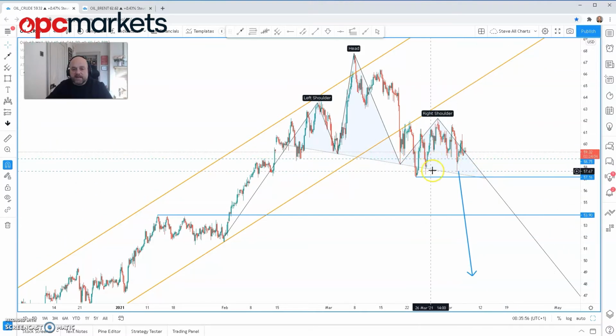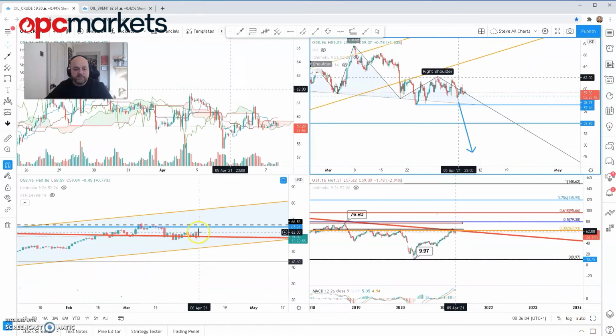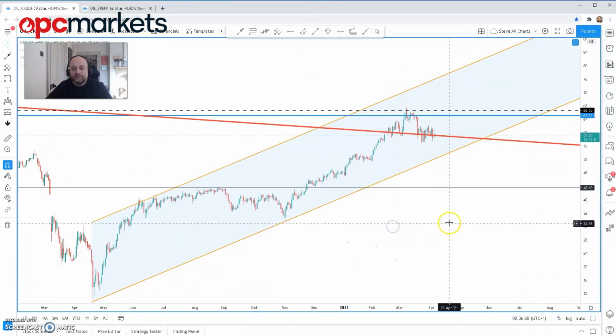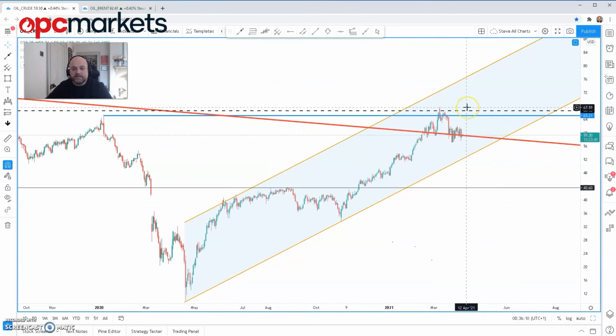Otherwise, obviously this head and shoulders formation isn't a head and shoulders formation until we get a break of that neckline. So be wary of that. As we look at the daily chart, we're still in this bullish trend channel higher and looking to retest the 68 level, so long as we don't get that break.